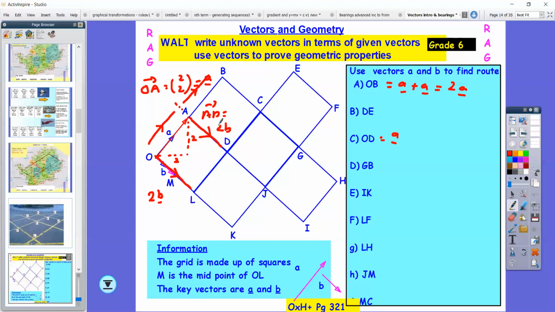And then I'll ask them, write me a vector which is the same as AD on your mini whiteboards. Give me an example of a vector that's the same as OB. So we start to reinforce that a vector can appear anywhere on the page. It's got equivalent vectors all over this diagram. So that's the warm-up activity.